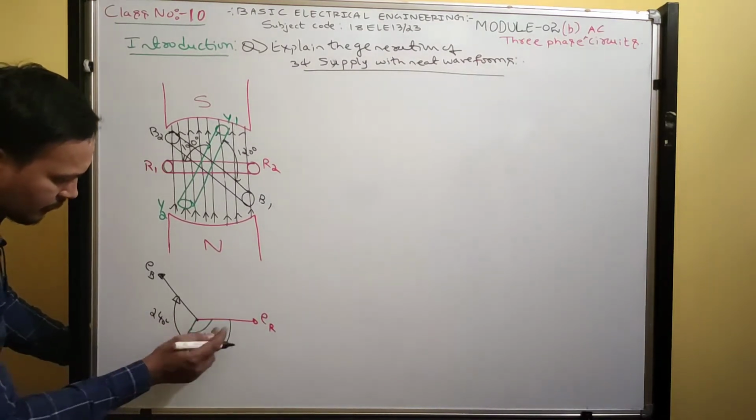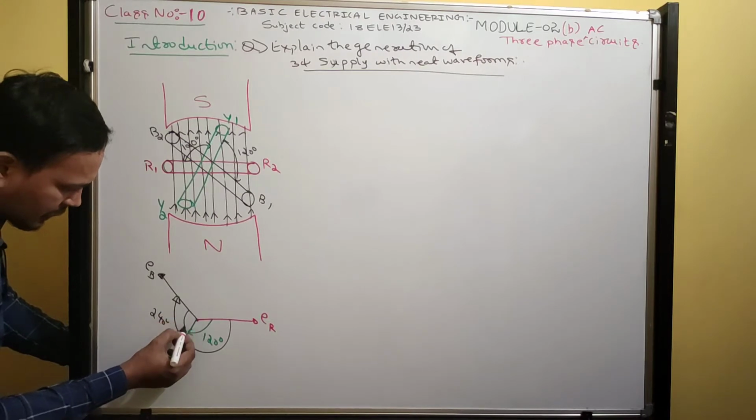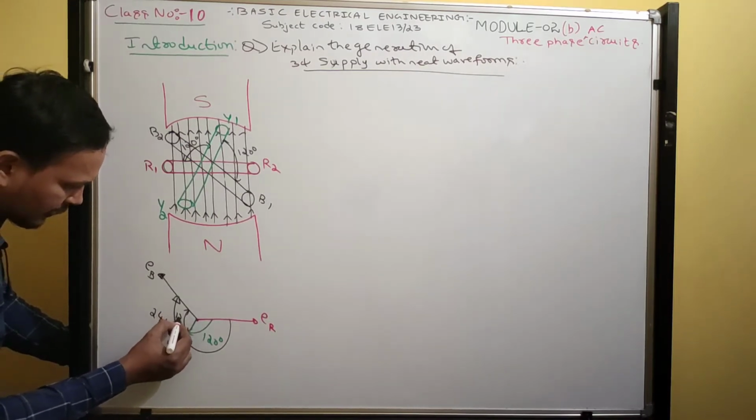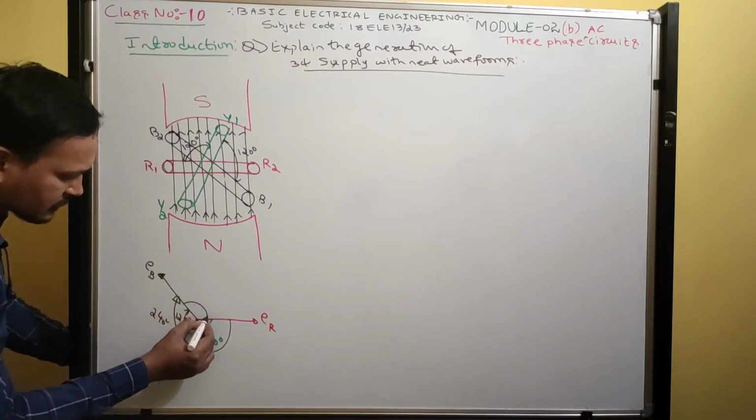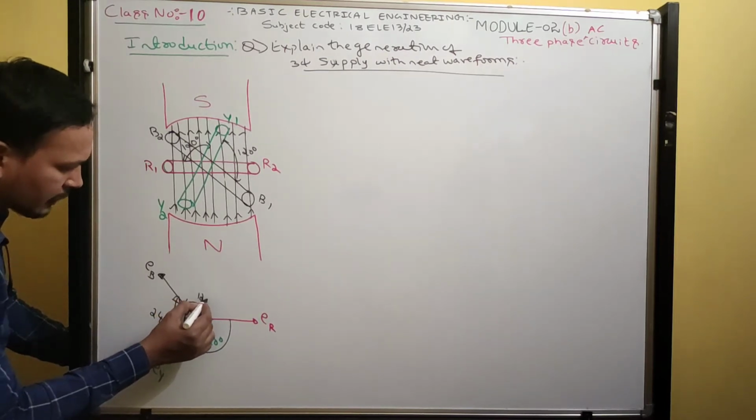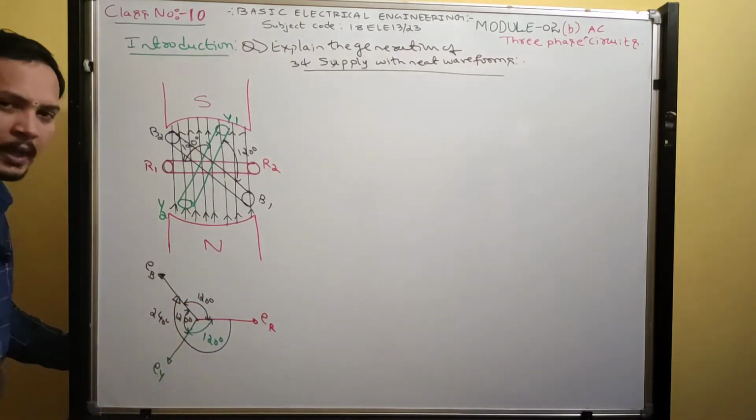120 plus 120, 120 plus 120. What is this angle? 120 degrees. Okay, what about this angle? 120 degrees. Okay, got it?